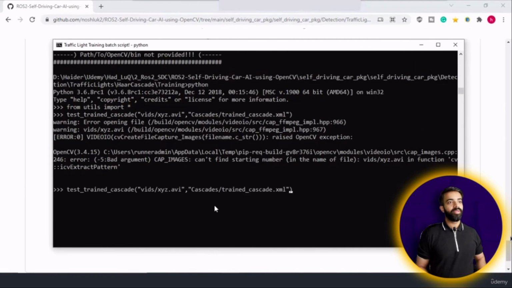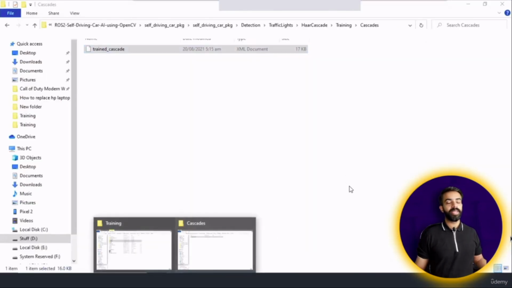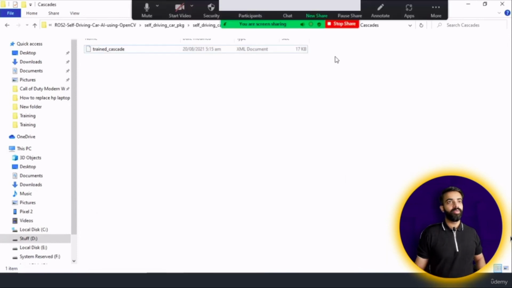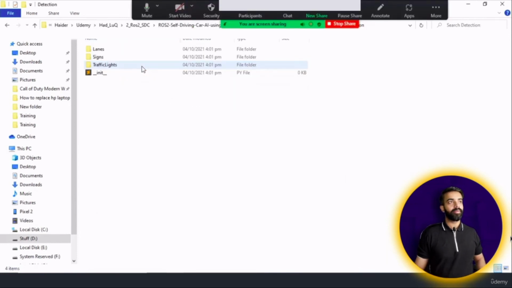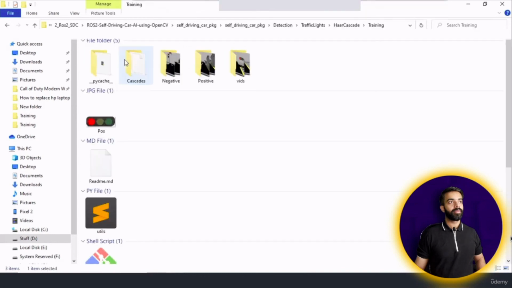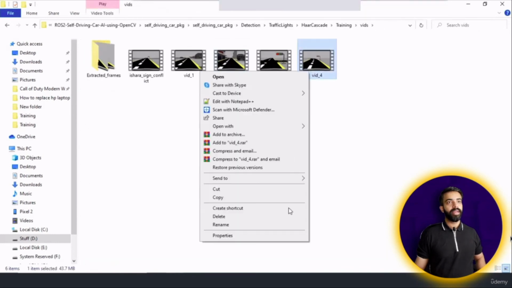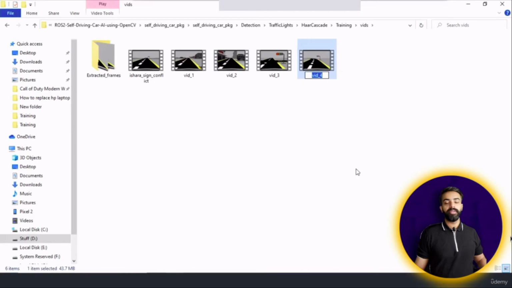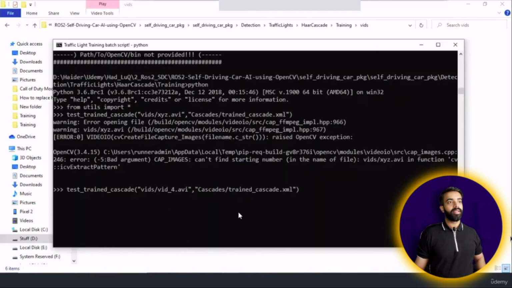We copy this over and then specify the exact location of the video that we want to use as a test video. So I will use one of the training videos, but you can specify any video right here to test how well it performs in different scenarios. So if we move back inside the videos directory, I say I want to provide video 4 as a test video, and then press enter.